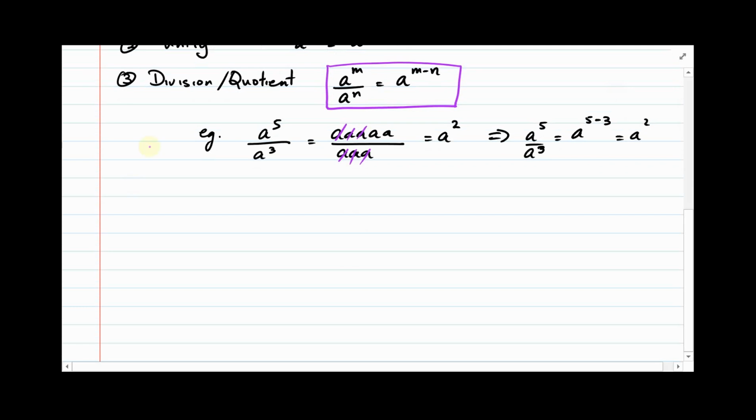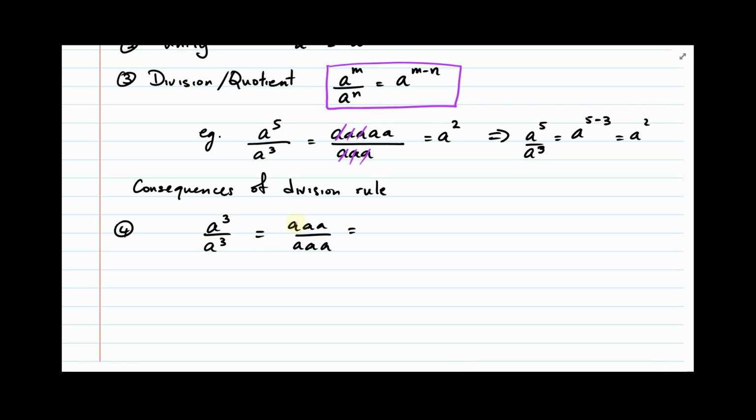Let's look at some consequences of our division rule. Let's look at the first consequence. Suppose I have a cubed over itself. Well, what would I get? If I went the long method, this would be 3 copies of a divided by 3 copies of a. I'd end up with 1 over 1, which is 1.